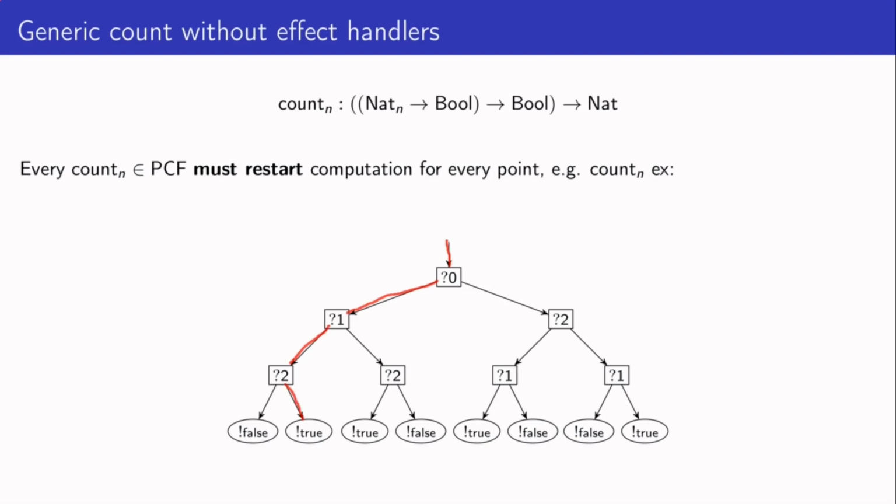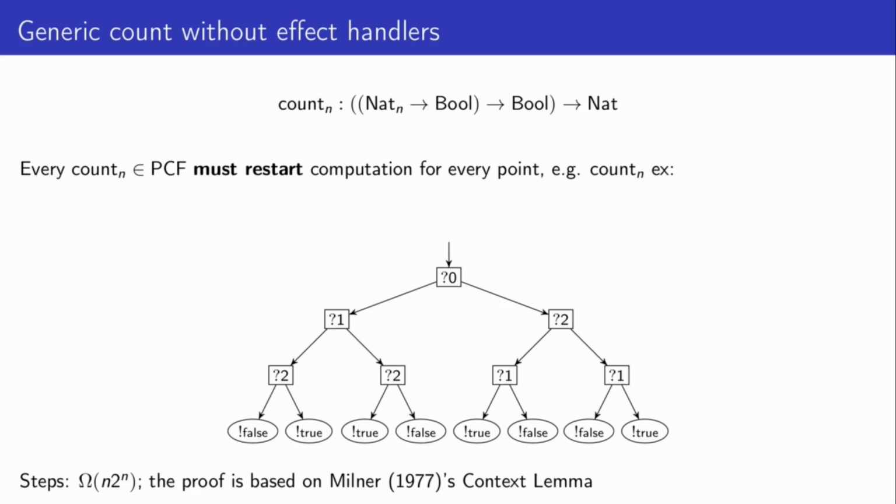And here the situation is the same. In order to get to the third leaf, we must go all the way back up, construct a third point that represents the path to the third leaf, repeating work along the way in order to finally arrive at the third leaf. In general, the generic count function will have to construct n points in order to visit each of the leaves. This means that computation involves at least n 2 to the n steps.